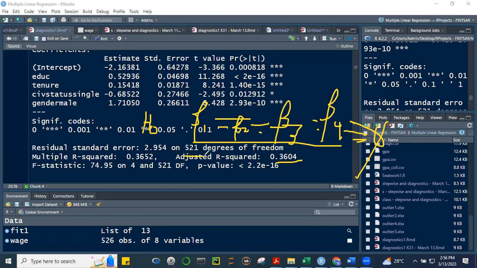There are 521 degrees of freedom, which is n minus k minus 1. n is the number of respondents, which is 526, minus k, the number of predictors, which is 4, minus 1 to account for the loss of freedom, because we also estimate the intercept. So that's 521 degrees of freedom. Degree of freedom 1 is 4, which means there are 4 predictors. Degree of freedom 2 is 521, that's n minus k minus 1. The p-value is practically less than 0.001. So we reject the null hypothesis that all of the coefficients are equal to 0.